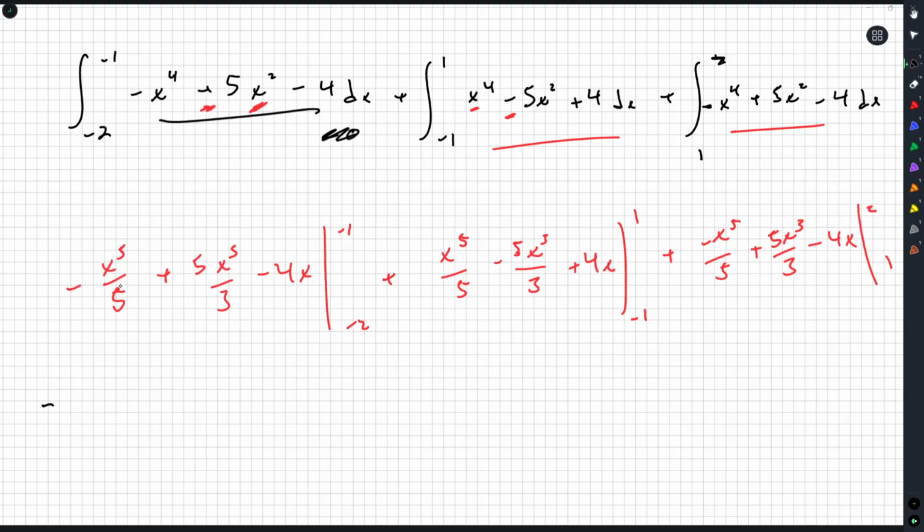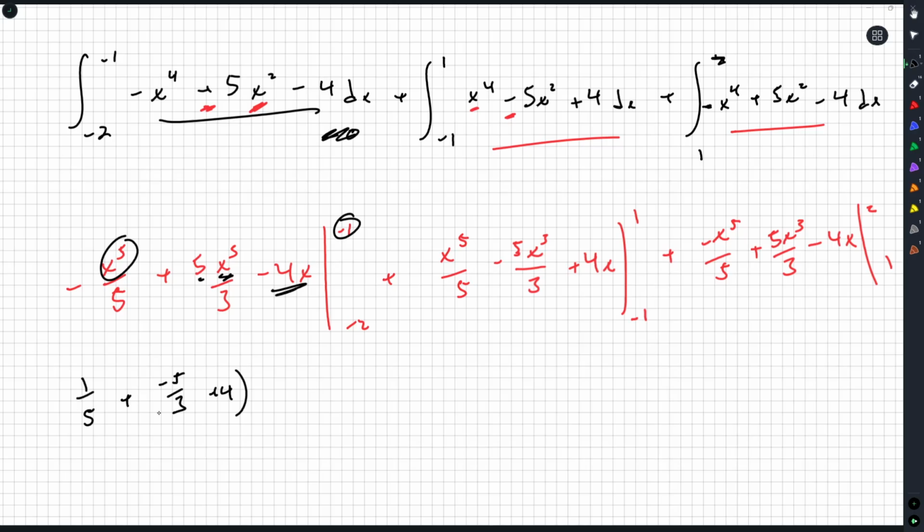So we'll have minus, so -1 to the 5, that's just -1 over 5, so that's really positive 1/5. Plus 5 times -1 to the 3, that's going to be -1, so we'll get -5/3 here. And then -4 times -1 is plus 4. So we'll rewrite this, otherwise I think a lot of the little scuffs and scratches will make this unreadable for me, and perhaps certainly for you.